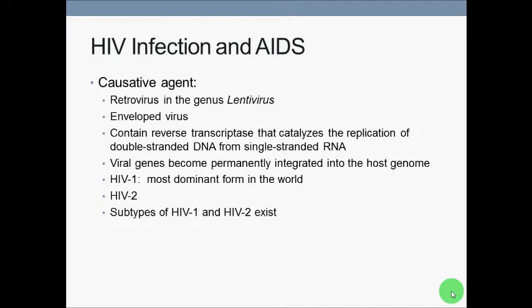HIV comes in a couple of different versions, HIV-1 and HIV-2. HIV-1 is the most dominant form in the world. HIV-2 is found in parts of the world, but mostly in West Africa. There are even subtypes within HIV-1 and HIV-2 that exist as well.